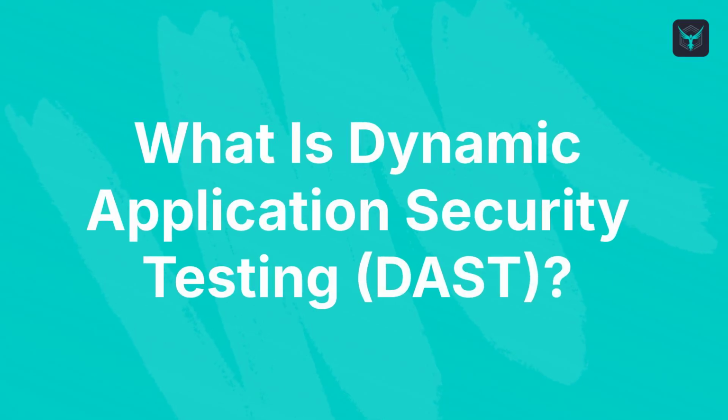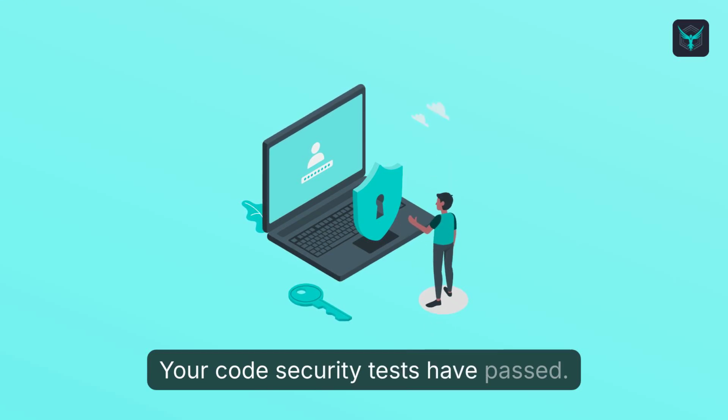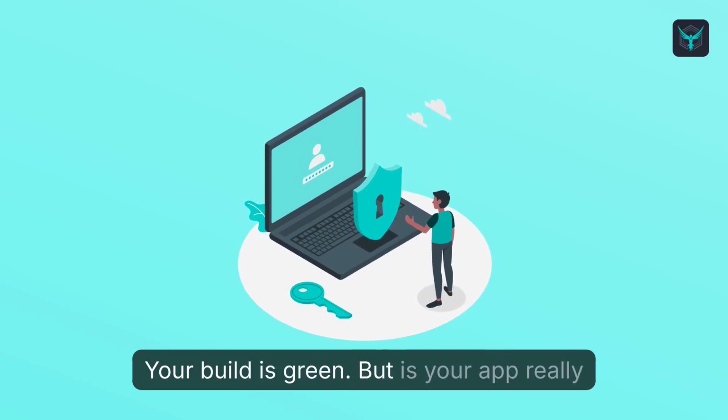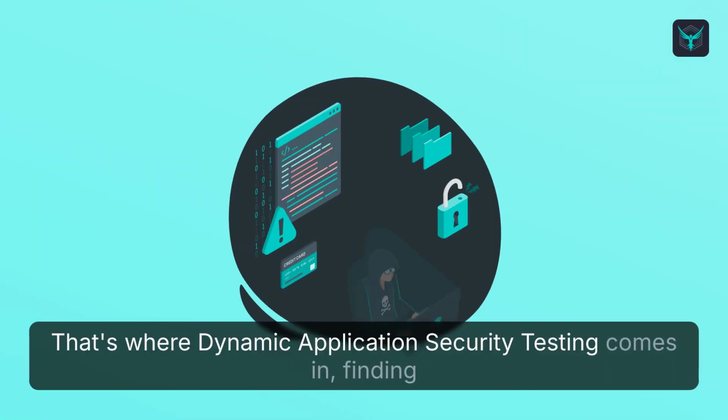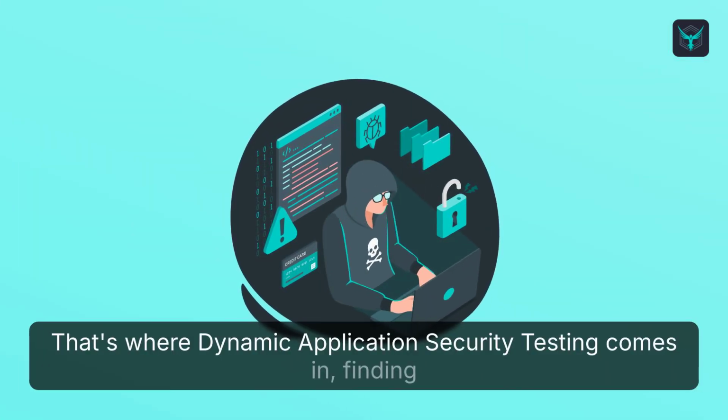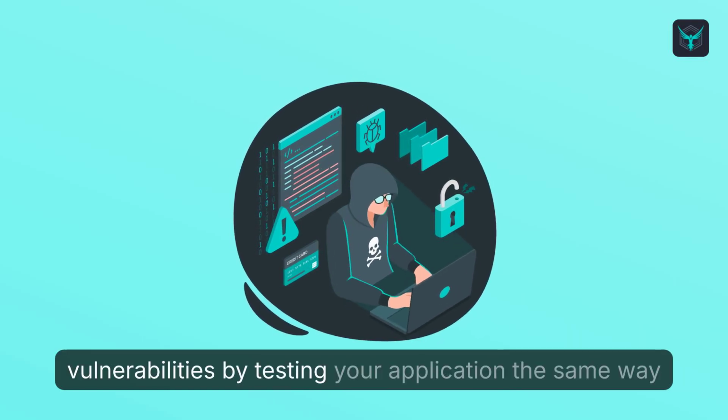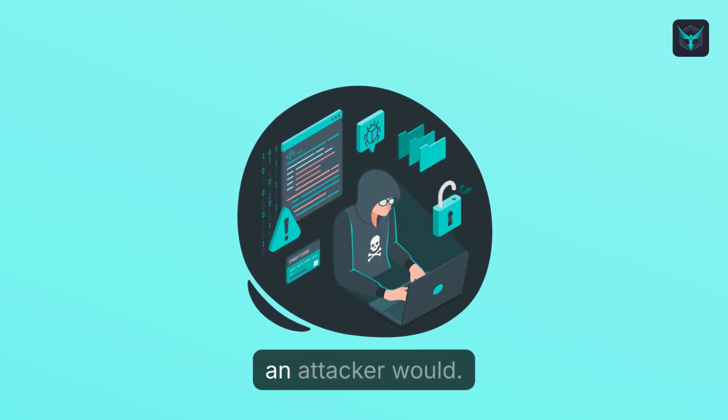What is dynamic application security testing? Your code security tests have passed. Your build is green, but is your app really secure against real attacks? That's where dynamic application security testing comes in, finding vulnerabilities by testing your application the same way an attacker would.